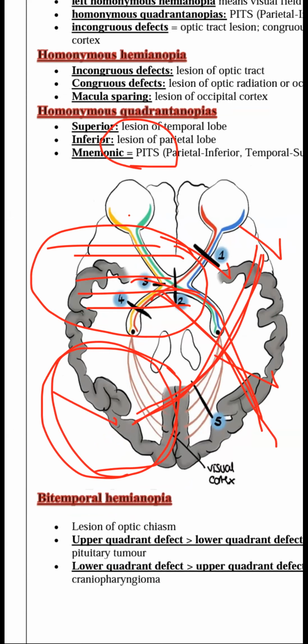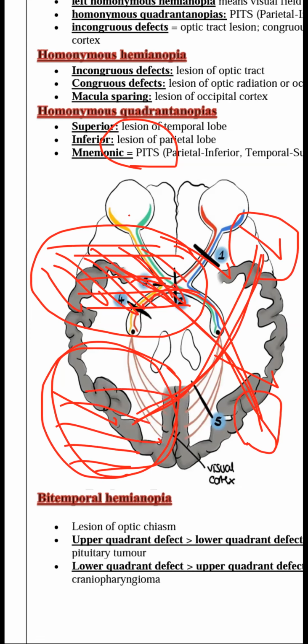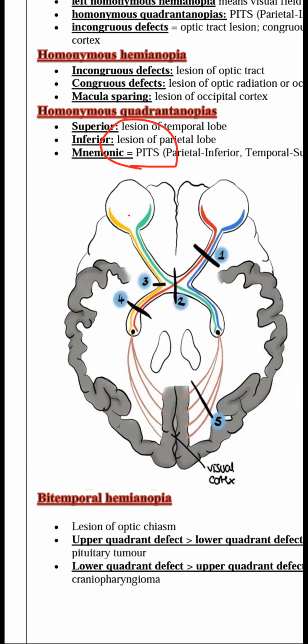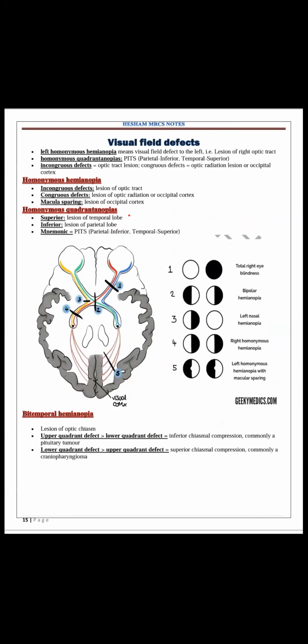How will this come? If you have a lesion in the parietal, then you will have inferior anopia. If you have a lesion in the temporal, then you will have superior anopia. This is the tip which comes in the exam. Let's review this visual field defect, and I hope that it became clear.